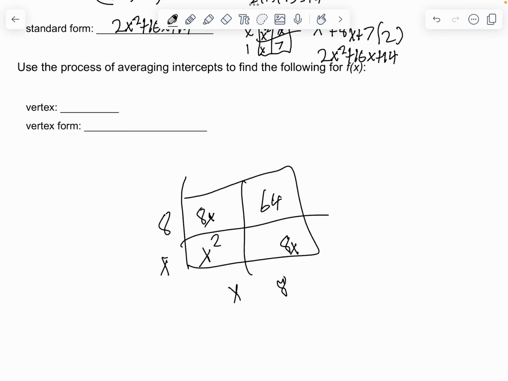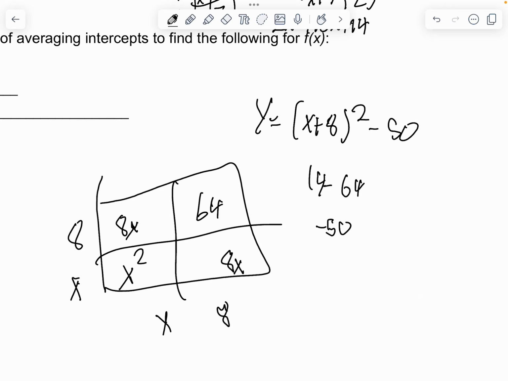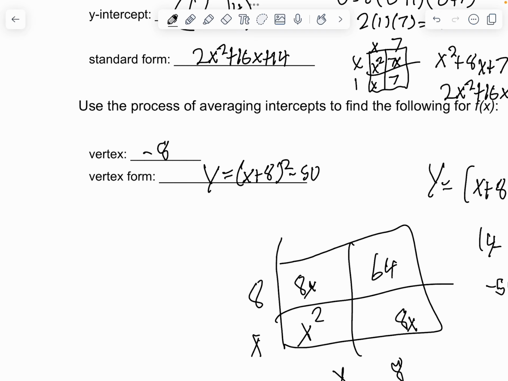So now we're going to have y equals x plus 8 squared, and then you do 14 minus 64 to get the y-intercept. So that's -50. So it's going to be y equals x plus 8 squared minus 50. Vertex is going to be -8, -50.